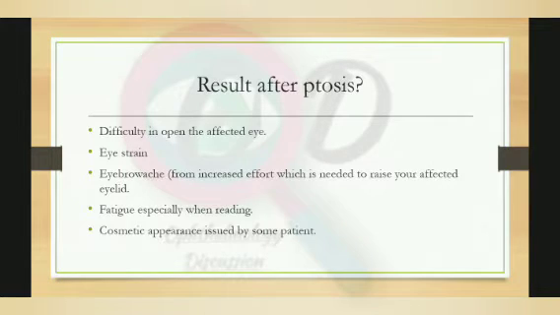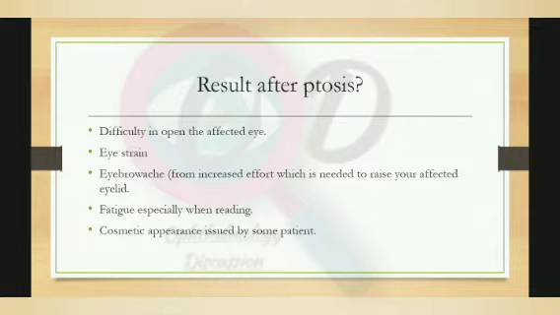This comes from the increased effort needed to raise the affected eyelid. Fatigue, especially while reading. Fatigue means sleepiness. You all know that in the reading position we look in a downward gaze, and that downward gaze makes the upper eyelid droop further. That makes our eye sleepy while reading. If we read with a ptotic eye, we will experience fatigue and sleepiness.